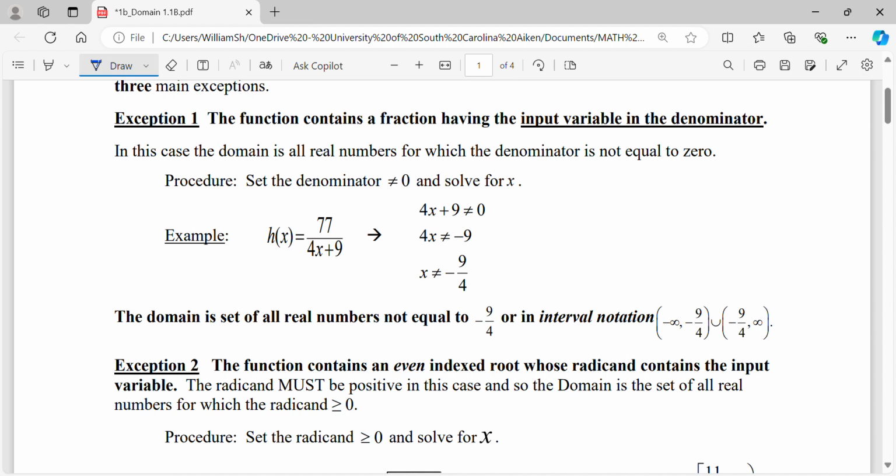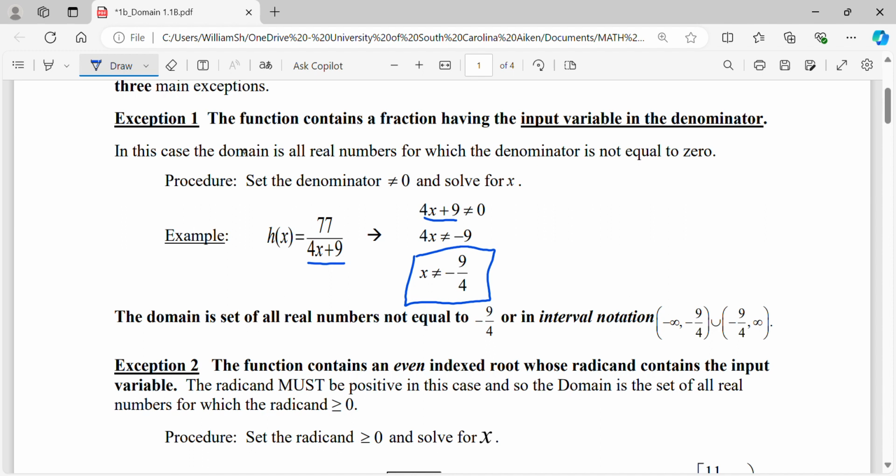So let's look at the first example here. h of x equals 77 divided by 4x plus 9. We need to set the denominator not equal to 0. So we are setting 4x plus 9 not equal to 0, and then we're solving for x. If we solve for x, we see that x cannot be equal to negative 9/4. So the domain is now the set of all real numbers that are not equal to negative 9/4. So it can be anything except that one number.